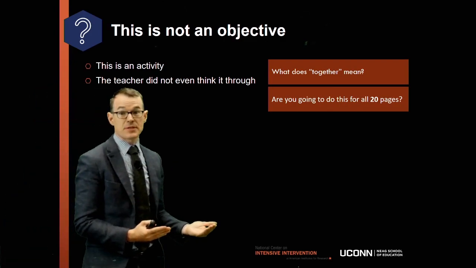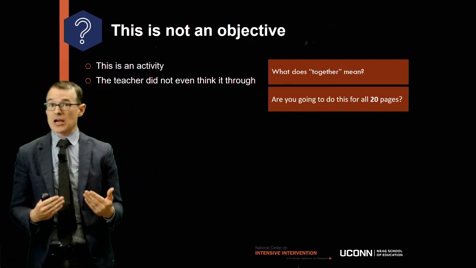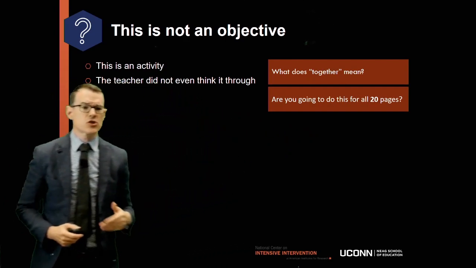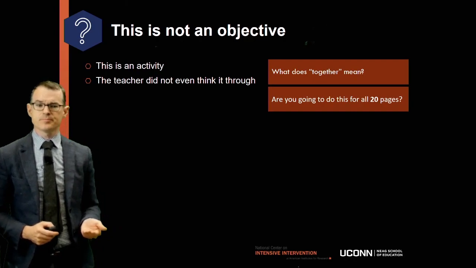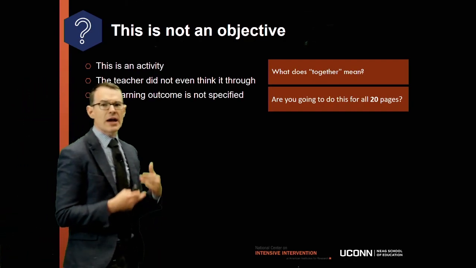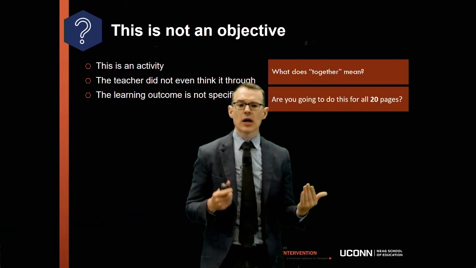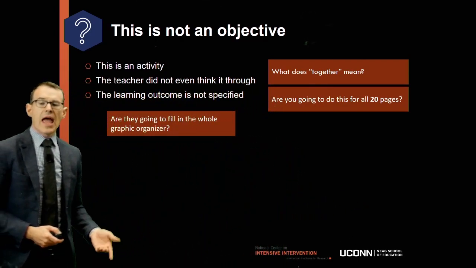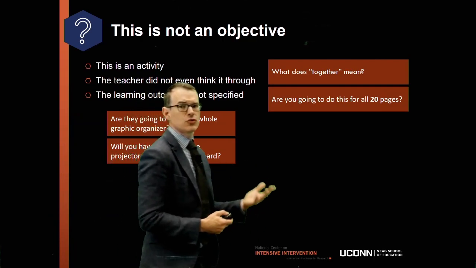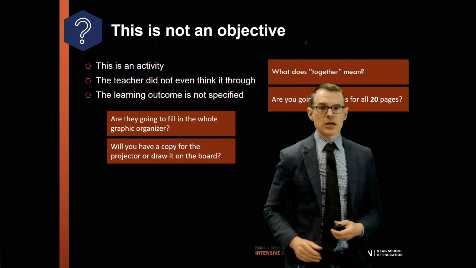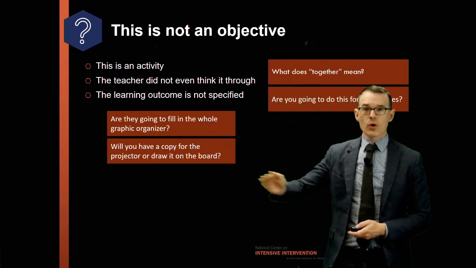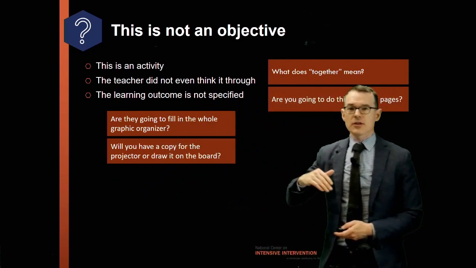There are lots of steps in this process, and the teacher is making a graphic organizer. But that's a long book. Are we going to do this process 20 times throughout the lesson? It's also clear here that the learning outcome itself is not specified. Is the outcome to just complete the whole graphic organizer? Not clear. And then it's also not clear how the students will actually interact with this. Is there going to be a copy for the LCD projector, or is it going to be drawn on the board? That's not clearly specified either.